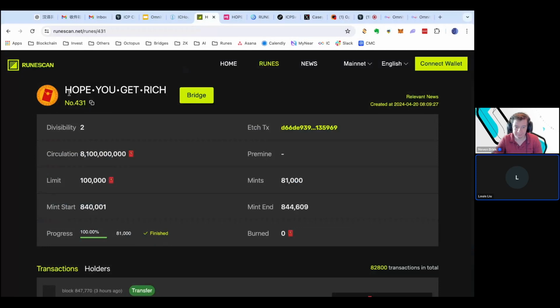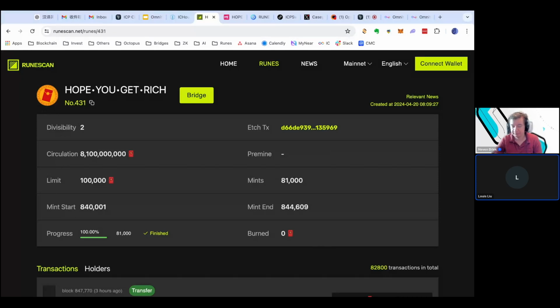And I will tell you what these Runes are. This Runes token called Hope You Get Rich was etched by us at Omnity. It's a meme token, and the symbol comes from a Chinese tradition. Chinese people pass around red envelopes during Spring Festival with some cash in them, to express our goodwill to the receiver, and I think it's a great meme in Chinese culture.